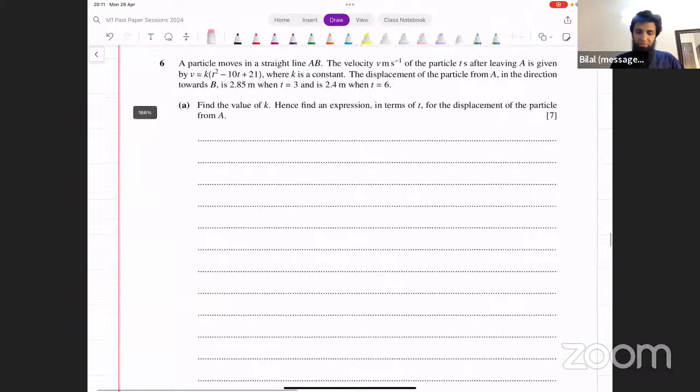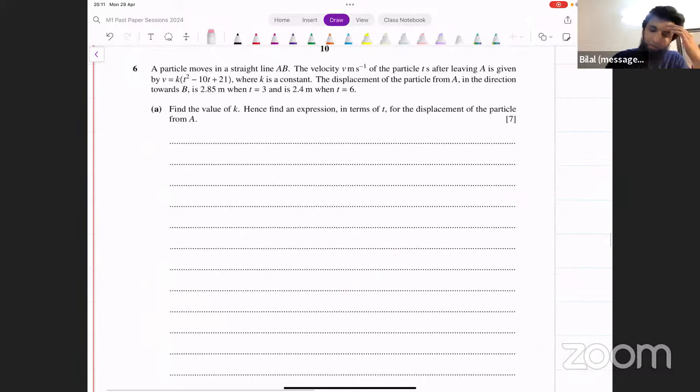Now it says the particle moves in a straight line AB. The velocity v of the particle t seconds after leaving A is given by this, where k is a constant. The displacement of the particle from A in the direction towards B is 2.85 when t equals 3 and is 2.4 meters when t equals 6. Find the value of k and hence find an expression in terms of t for the displacement of the particle from A.